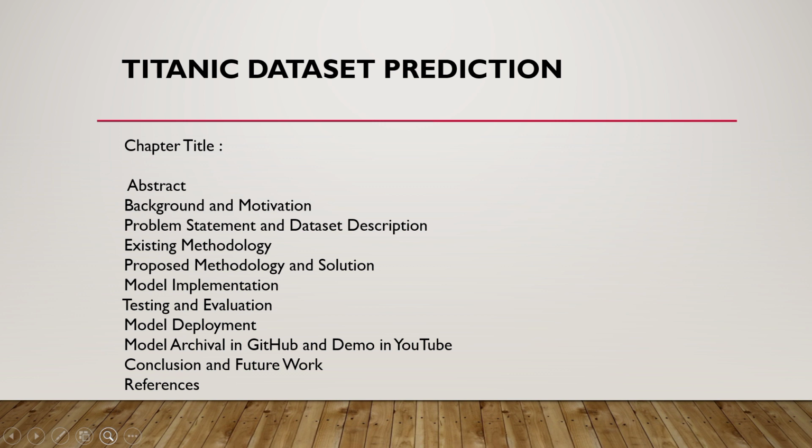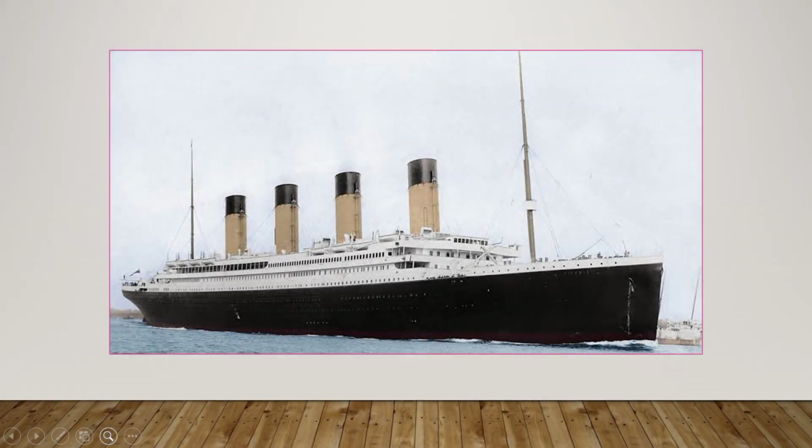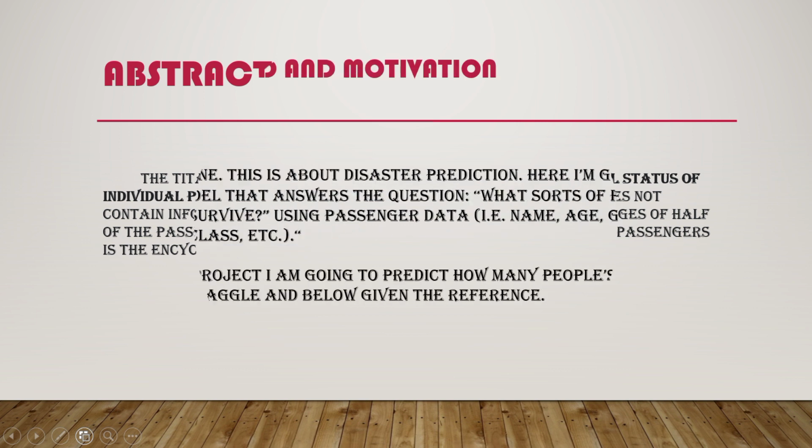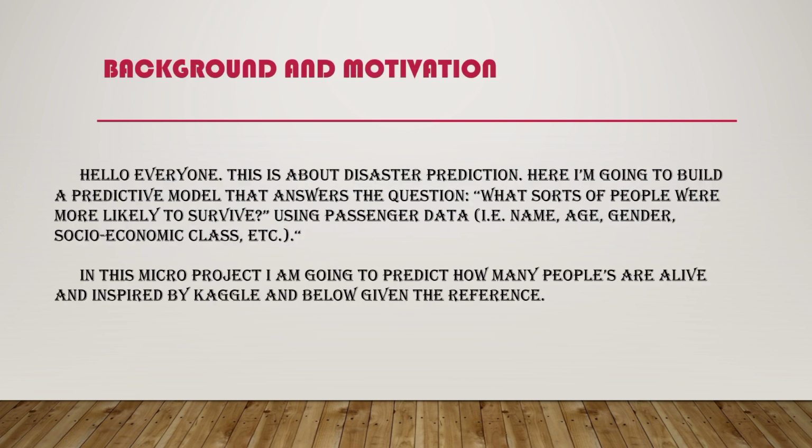This prediction chapter title are up to 1 to 11. Now we see what is Titanic dataset prediction. This model predicts whether a passenger would survive on the Titanic, taking into account and comparing and finding relations among various features. Next, background and motivation. This is about a disaster prediction. In this data set, I am going to predict how many people are alive using passenger data, for example name, age, gender, socio-economic class.